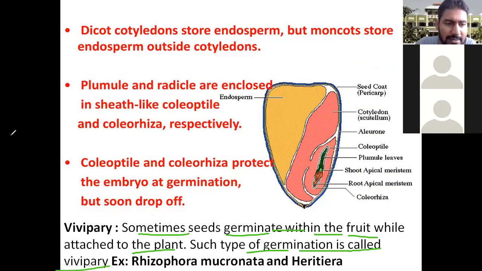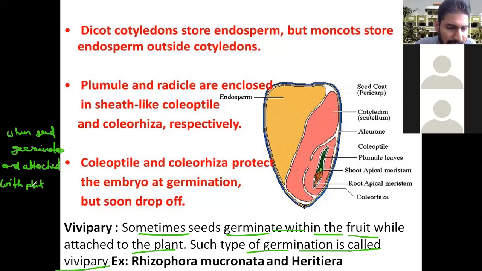So vivipary means when the seed germinates while attached to the plant. This is called vivipary. Clear? And vivipary is the characteristic feature of pneumatophore plants, the Sundarban delta. It is the characteristic feature.